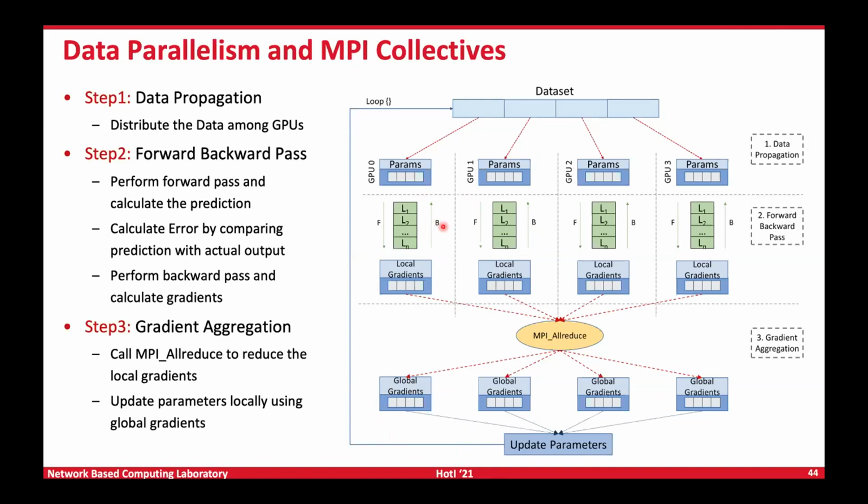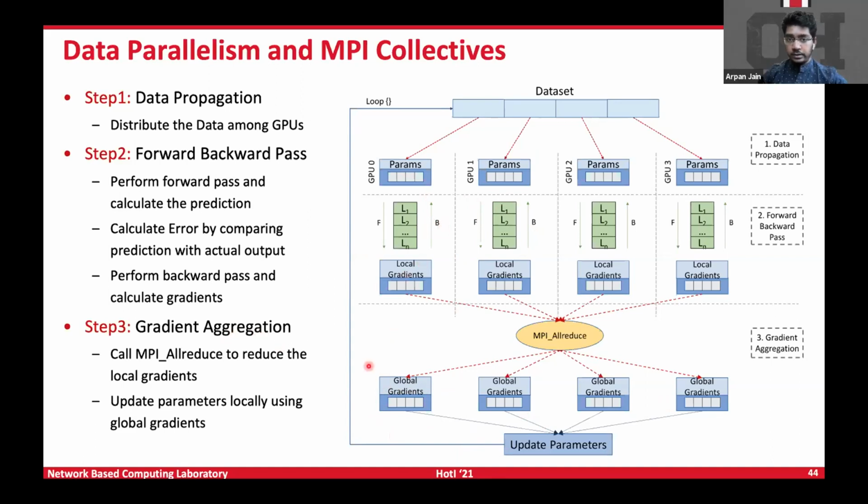Yes, I have a question. On the global gradients on the left, is it merging all the local gradients? In other words, does MPI all reduce merge all the local gradients and then replicate them? No. Okay, so it is not merging the local gradients.